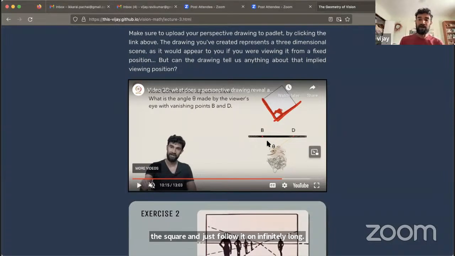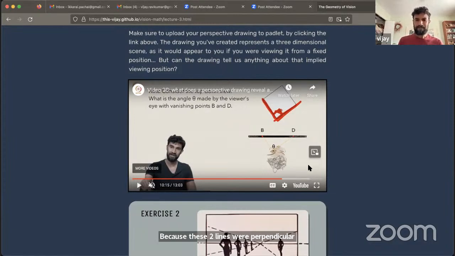So in your depiction, wherever this viewer is, this line from the origin, from the viewer's eye to D, is also going to be perpendicular to the line from the viewer's eye to B. This line and this line are going to be perpendicular because these two lines were perpendicular.